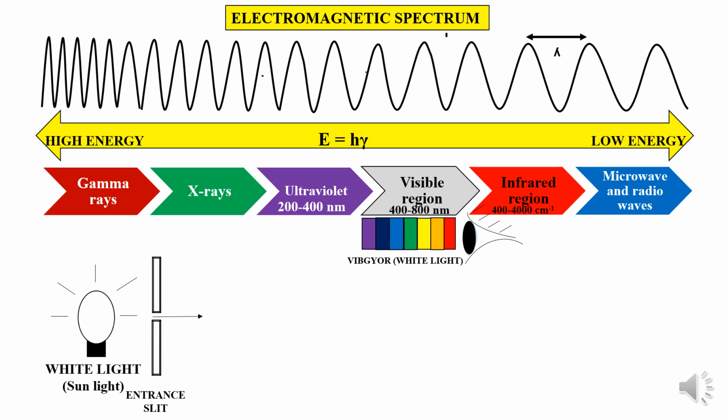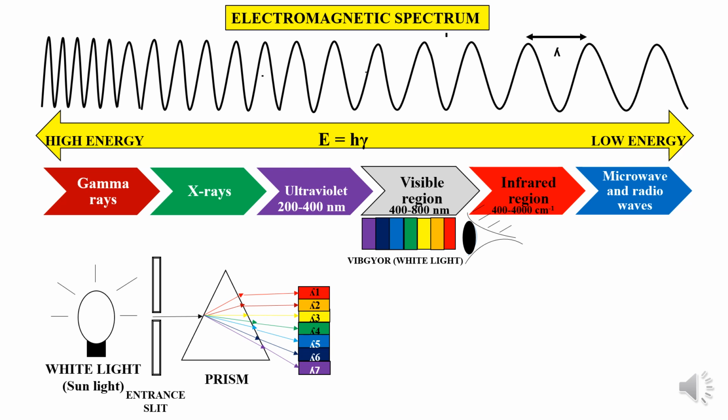The most familiar form of electromagnetic radiation is the ordinary white light or the sunlight that can be dispersed by a prism into a spectrum of colors, that is VIBGYOR, referring to violet, indigo, blue, green, yellow, orange and red color. Now each color is associated with a certain wavelength and energy.